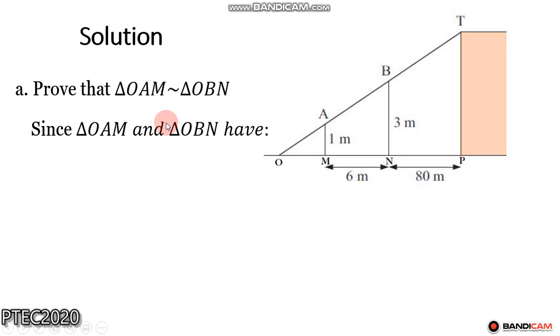Since the two triangles have, the first one is that you may see the angle O here. Angle O here is the angle of triangle OAM, and it is also the angle of triangle OBN. So when angle O is the angle of both triangles, we can say that angle O is the common angle, which means it's the angle of both triangles. So now we can find one corresponding angle that is equal, which means that angle O is a common angle, so it's the same angle.